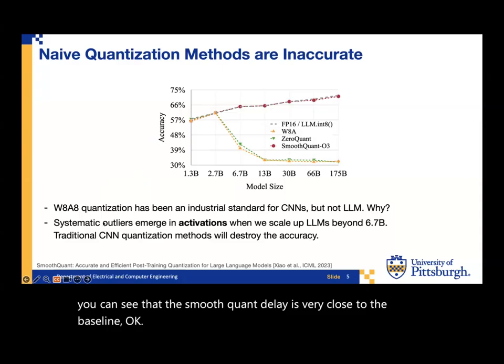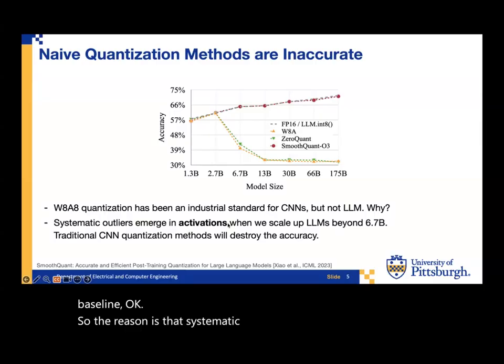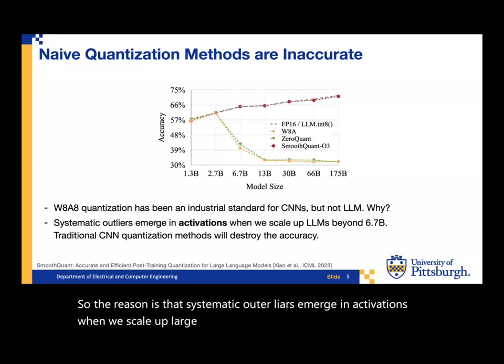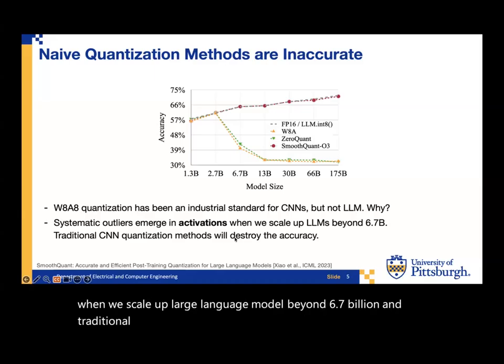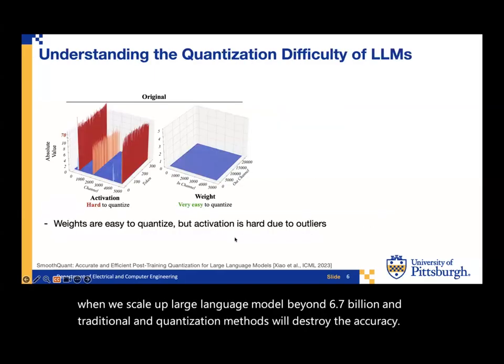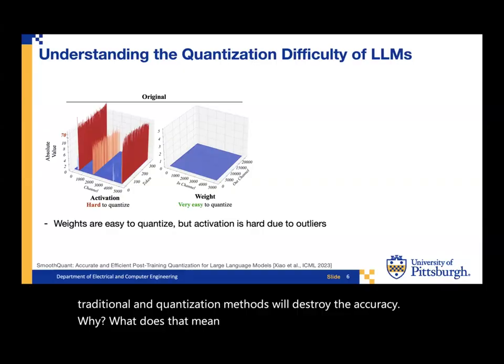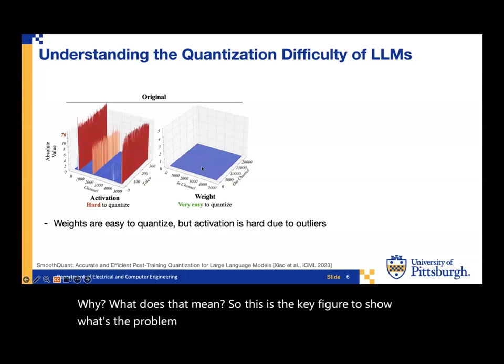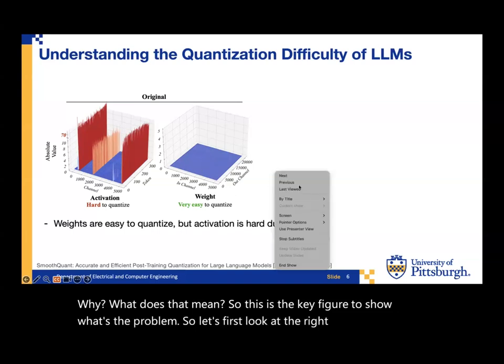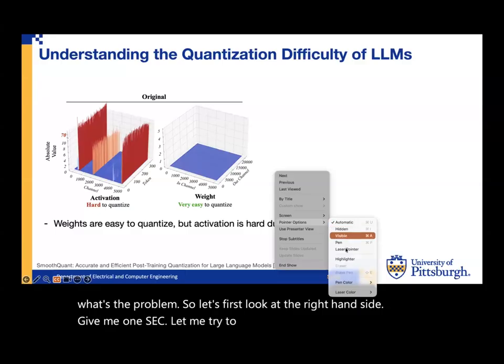The reason is that systematic outliers emerge in activations when we scale up a large language model beyond 6.7 billion parameters, and traditional CNN quantization methods will destroy the accuracy. Why? What does that mean? This is the key figure to show what the problem is. Let's first look at the right-hand side. Give me one sec, let me try to pull up the laser pointer again.